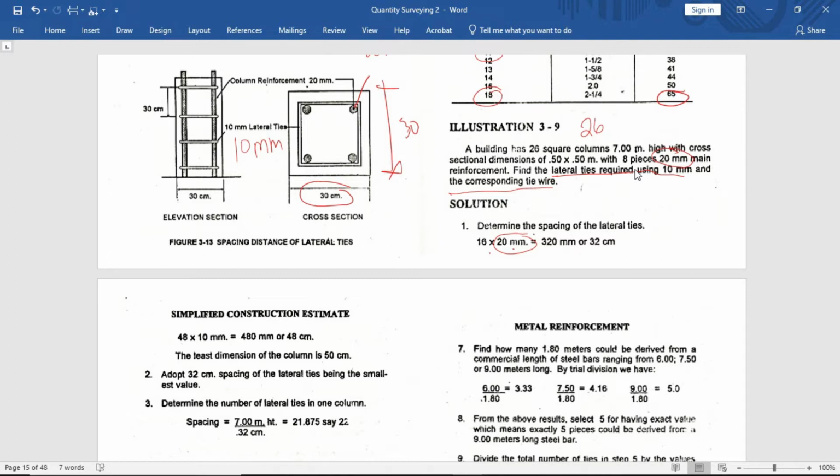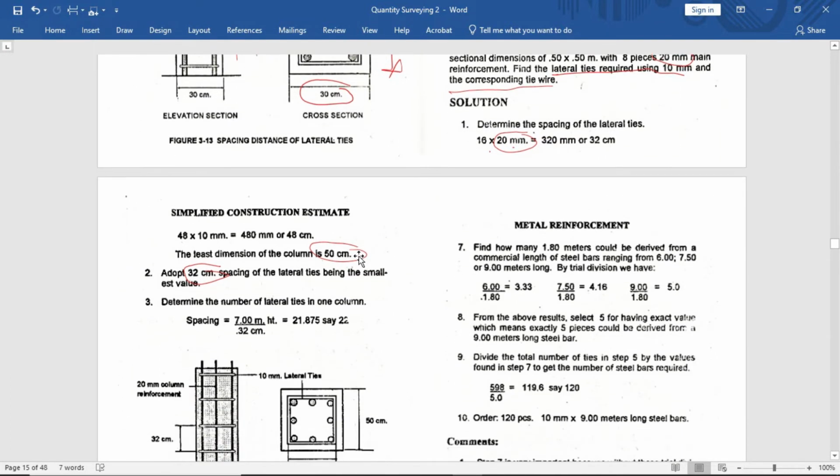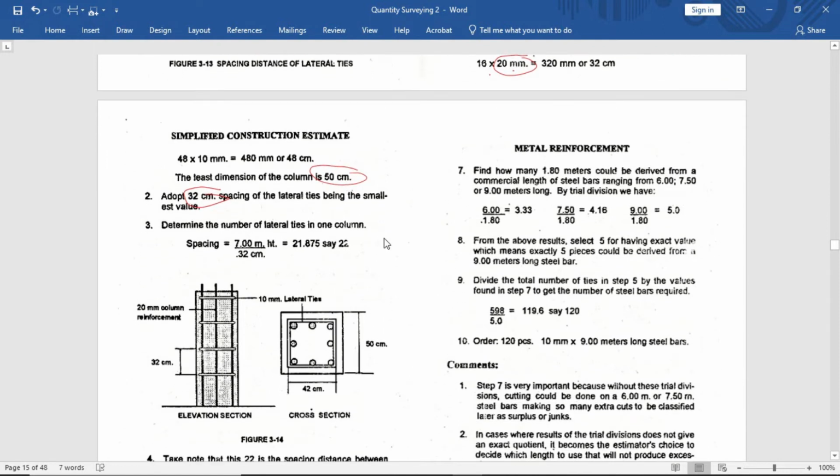Next is find the least dimension of the column. So, it is 50 by 50 centimeters. So, 50 centimeters. Ulit, pipiliin mo yung pinakamaliit na value sa tatlo. Ang pinakamaliit na value sa tatlo is 32 centimeters. So, 32 centimeters yung spacing ng lateral ties natin.